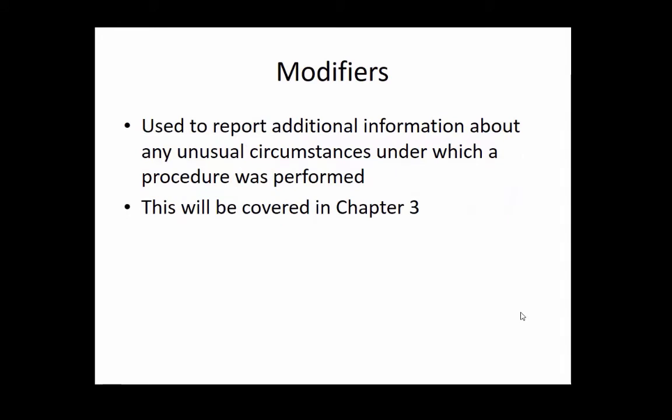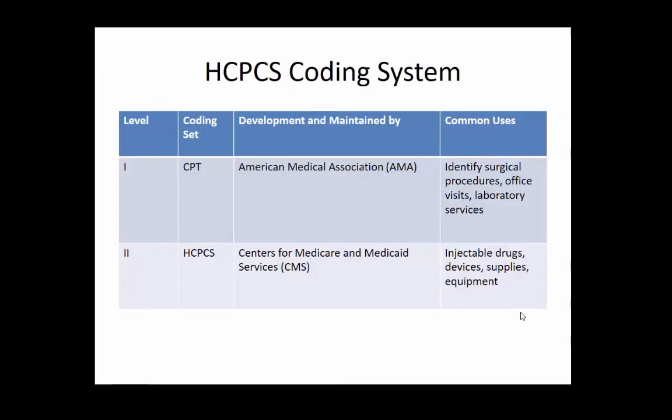Modifiers we'll study a lot more in Chapter 3, but these are used to report additional information about any unusual circumstances. It doesn't change the basic definition of a CPT code, but it gives information about other things that happened while that procedure was being performed.